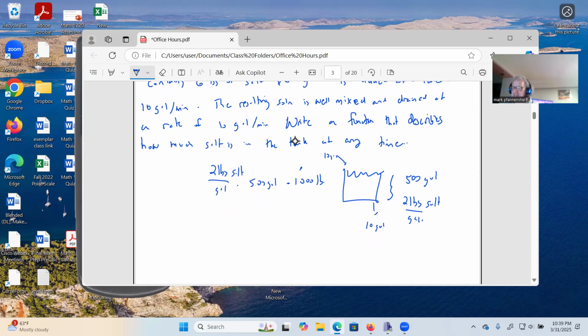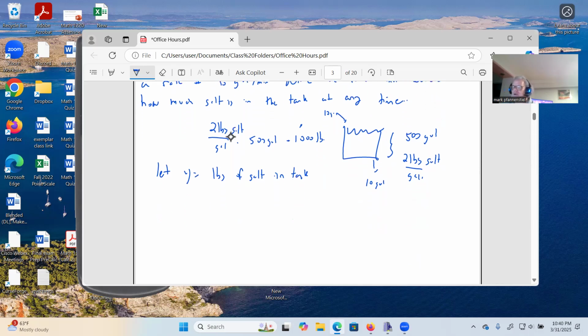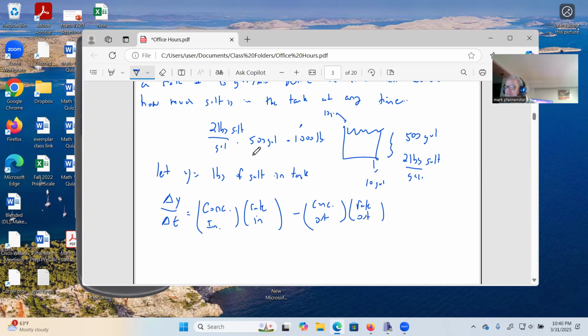Let's say y equals the pounds of salt in the tank. What we're going to say is the change in the salt over time is equal to the concentration moving in times the rate in, minus the concentration going out times the rate out. That's a very standard setup for a problem like this.